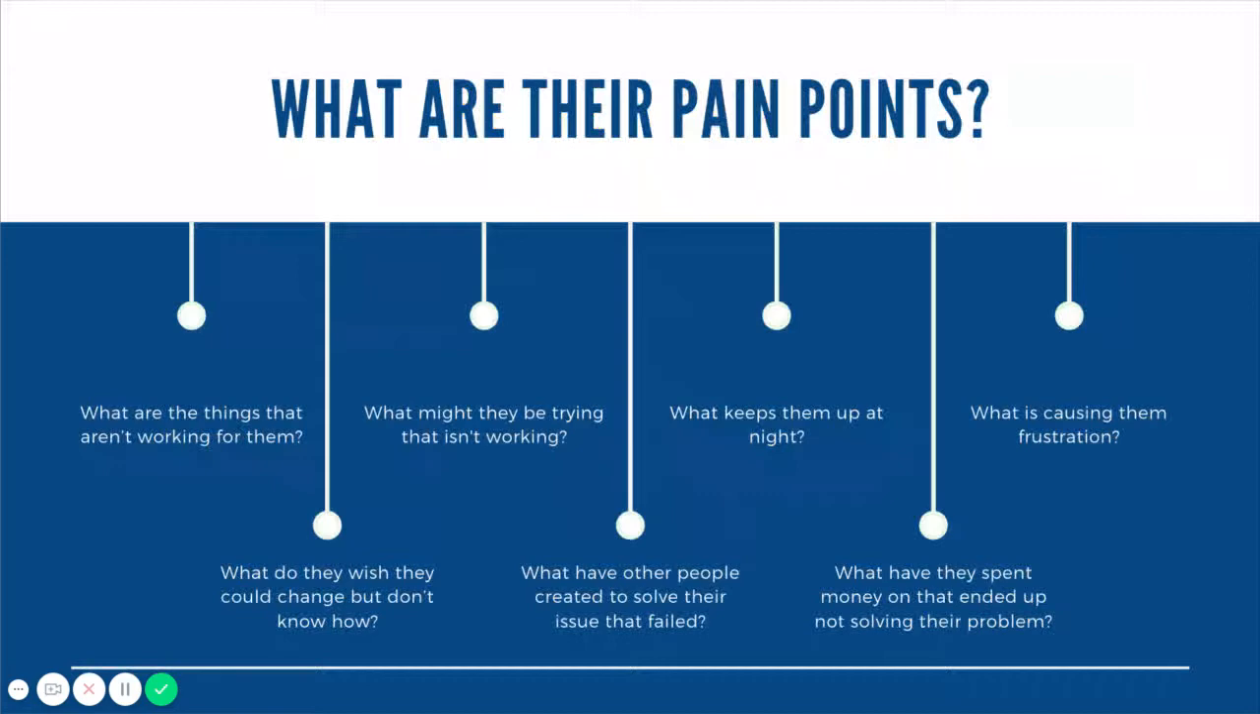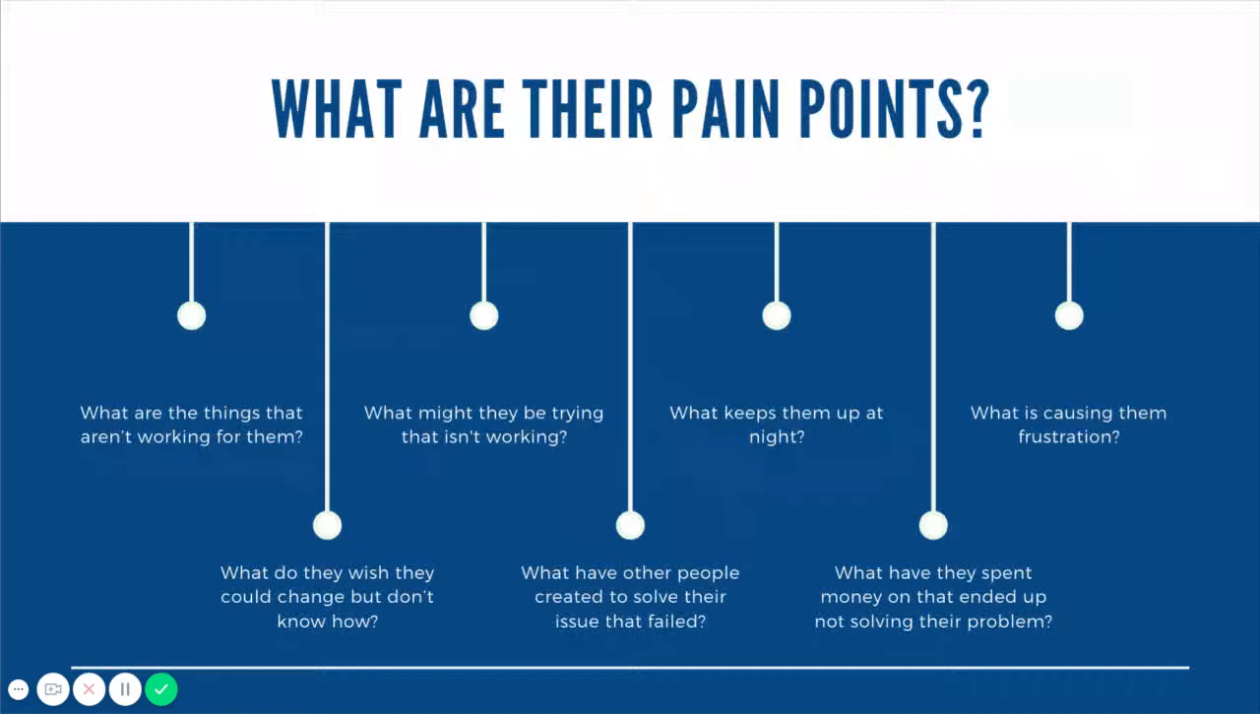So what are the things that are currently not working for them? What have they tried in the past that isn't working? What have they tried currently that isn't working? What keeps them up at night? What are they stressed about? What's causing them frustration? What problem do they currently have that they wish they could change but they don't know how?